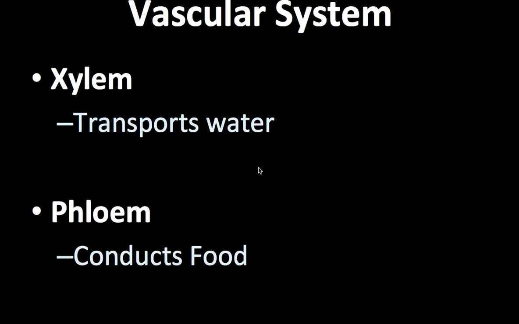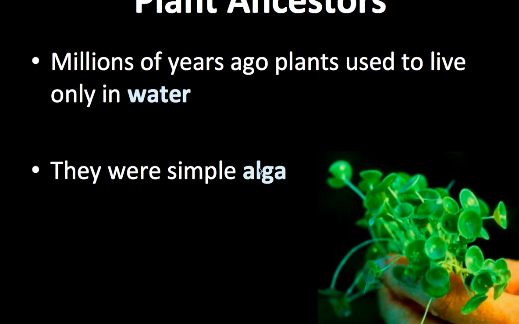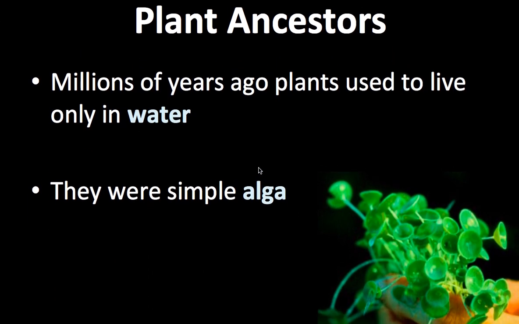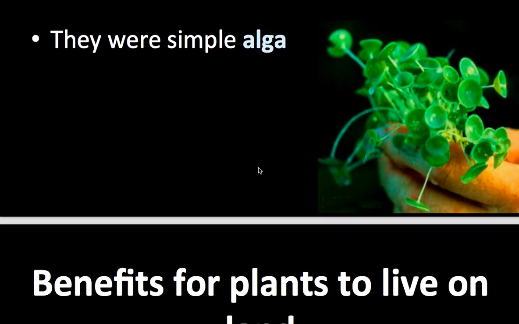But millions of years ago, the plants didn't have all these parts. They didn't even look like plants and used to live only in water. So, plant ancestors, millions of years ago, lived only in water. They were simple algae. Eventually, the plants evolved and moved from water to land.